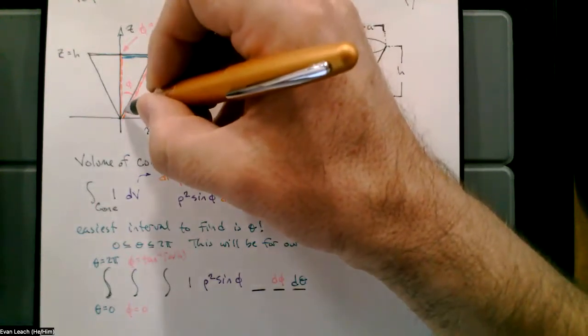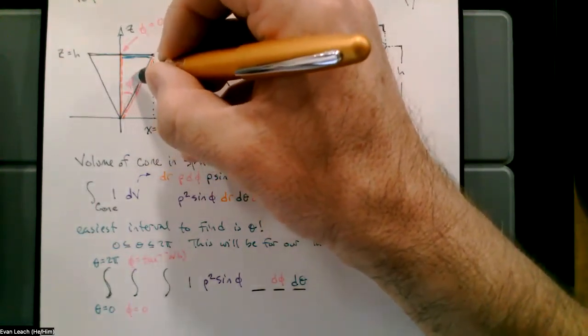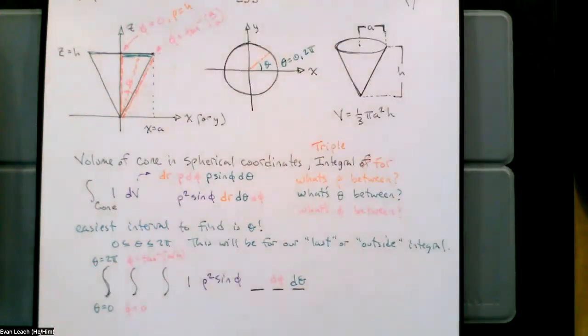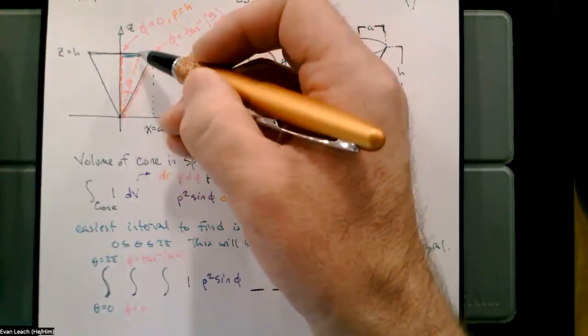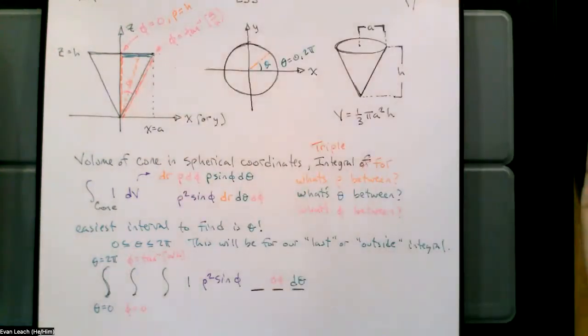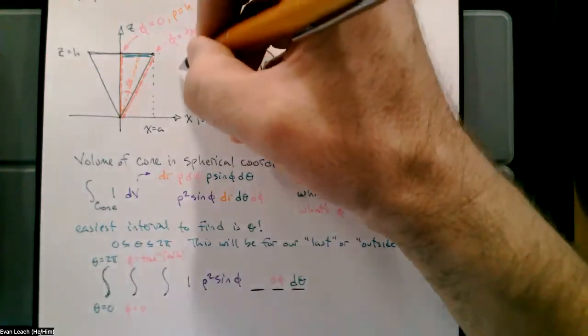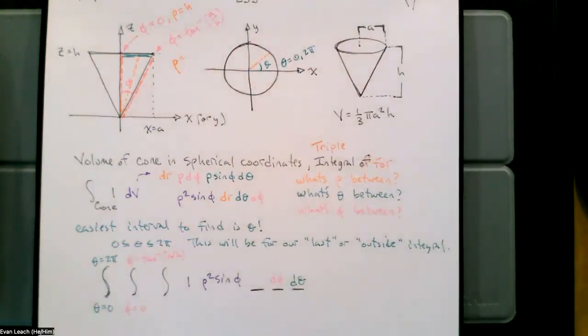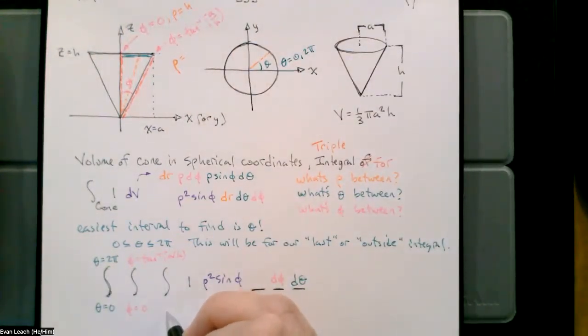I've got to pick a typical value of phi, and I've got to write rho as a function of phi. I can't just use the last one. So I pick a typical value of phi, and I write an expression for rho in terms of phi. So it looks like rho is going to start off at h.